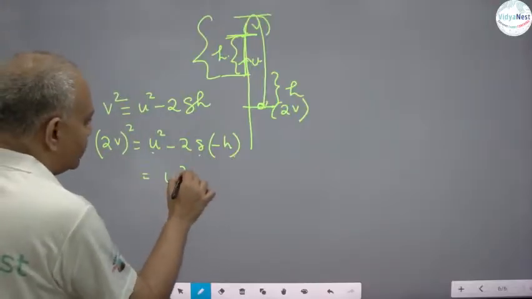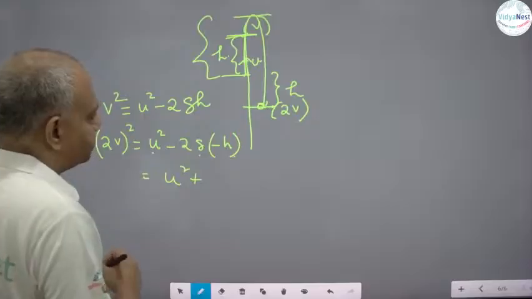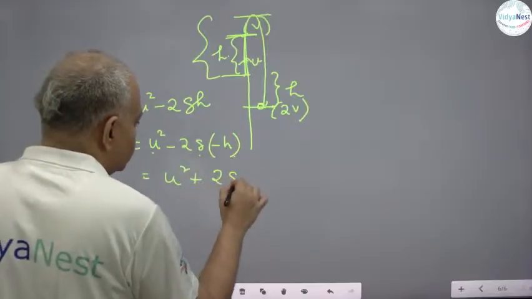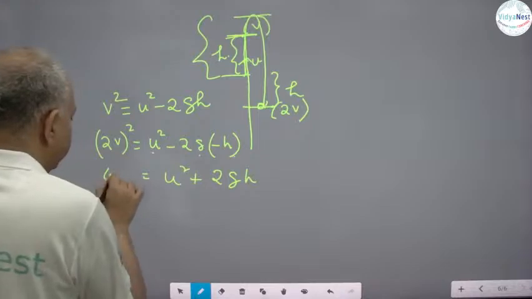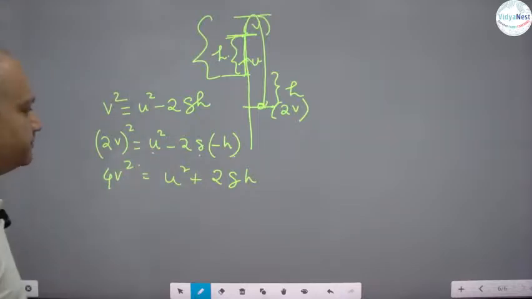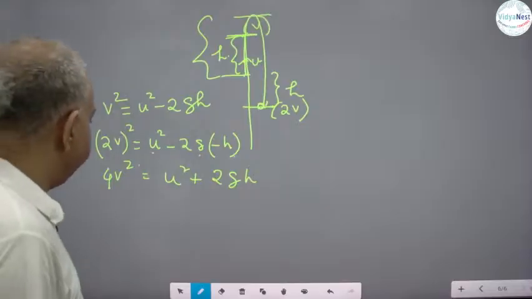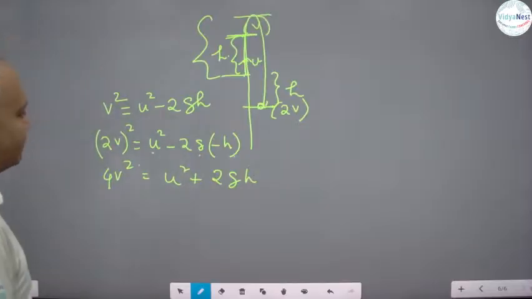u square minus minus plus 2gh for 4v square, isn't it? I think it is clear to you, isn't it? No problem. So this is the first equation we can have.